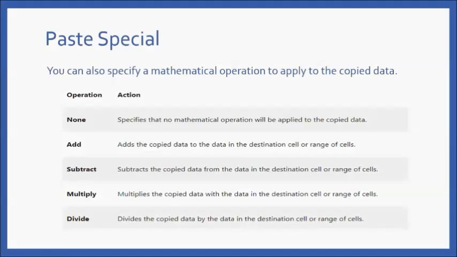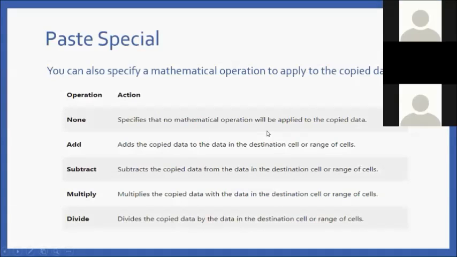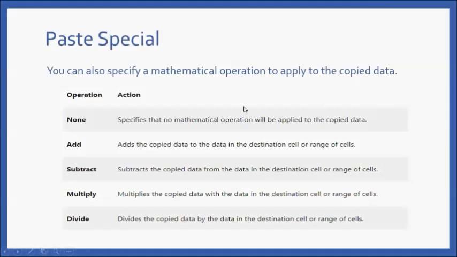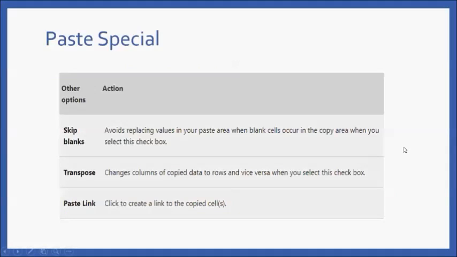So we have Operation None, which specifies that no mathematical operation will be applied to the copied data. Add: adds the copied data to the data in the destination cell or range of cells. Subtract: subtracts the copied data from the data in the destination cell or range of cells. Multiply: multiplies the copied data with the data in the destination cell or range of cells. Divide: divides the copied data by the data in the destination cell or range of cells.